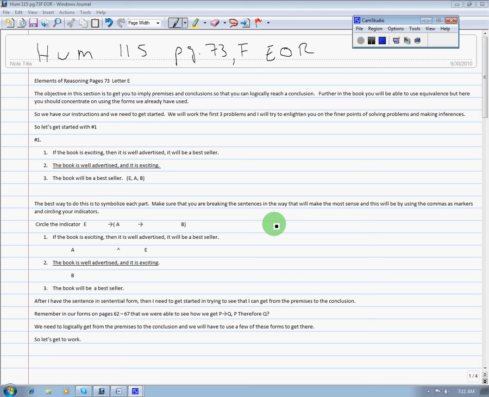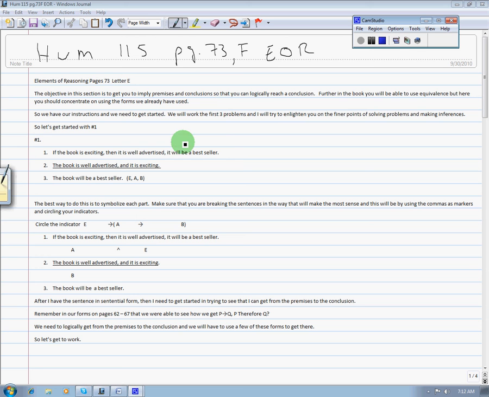We will work with the first three problems and I will try and enlighten you on the finer points of solving these and making inferences. So let's get started with number one. In number one, as you can see here, number one, if the book is exciting, then if it is well advertised, it will be a bestseller. Number two, the book is well advertised and it is exciting. Number three, the book will be a bestseller.